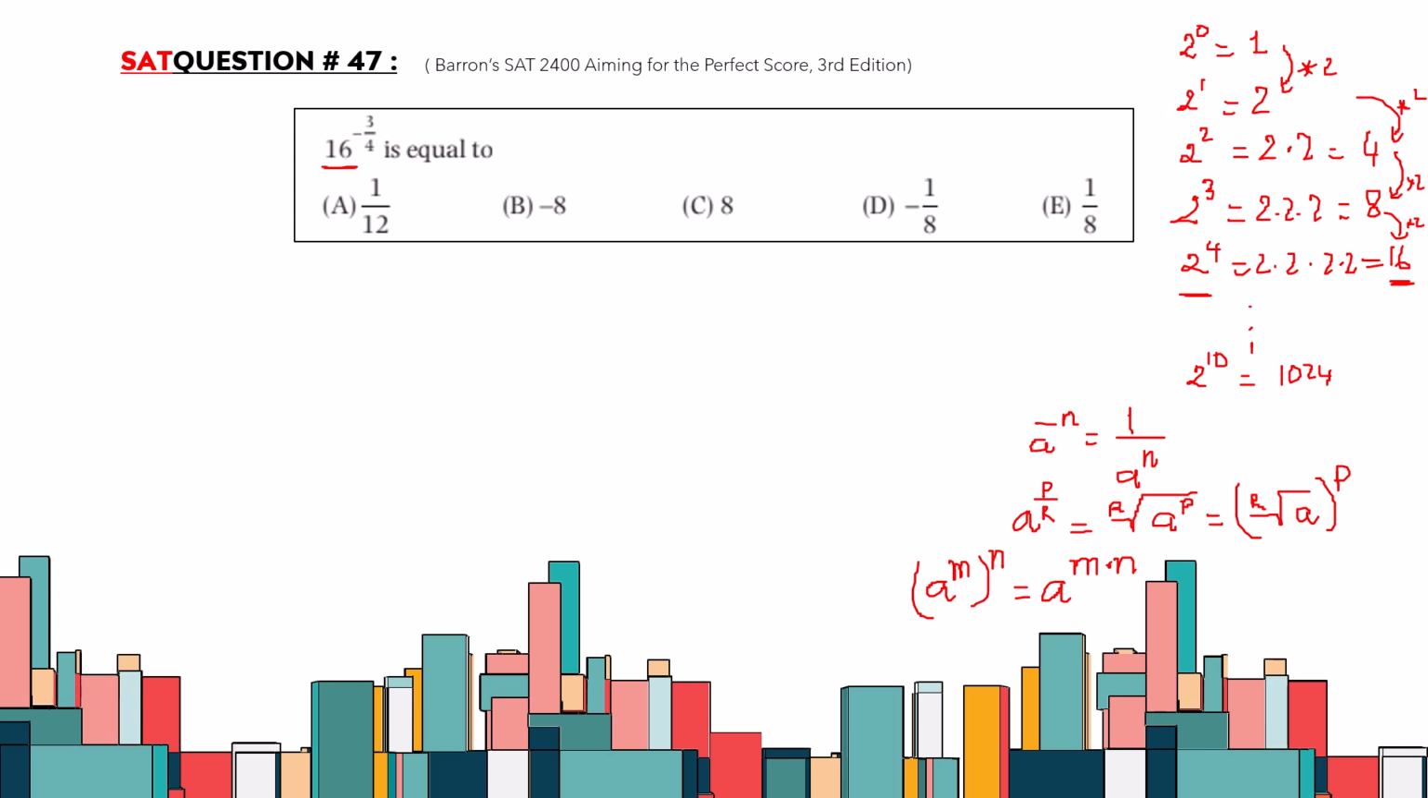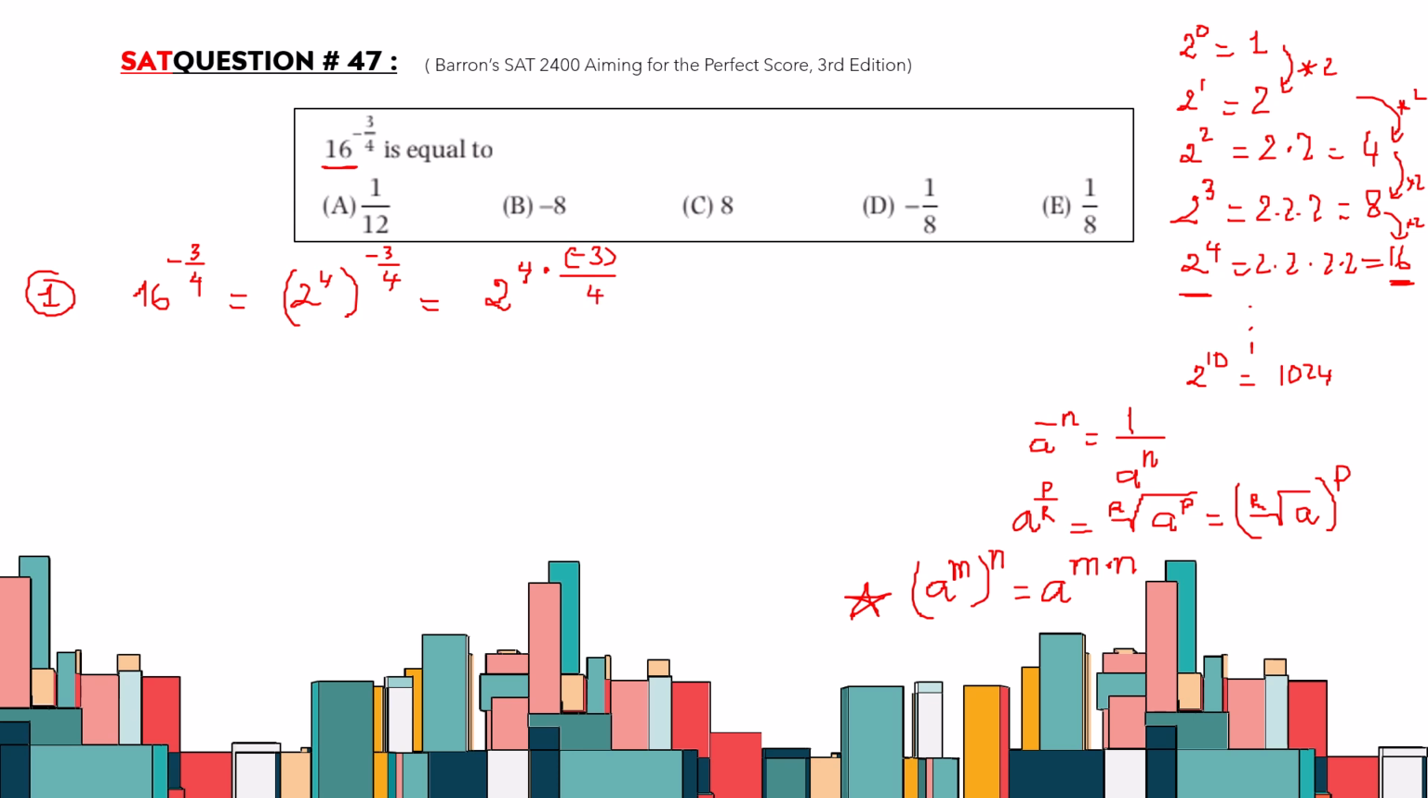Okay, let's apply this. First method: we will convert 16 to the power of -3/4. That will be equal to 2 to the power of 4, all to the power of -3/4, because 16 equals 2 to the power of 4. Now we will apply the power rule: 2 to the power of 4 multiplied by -3/4.